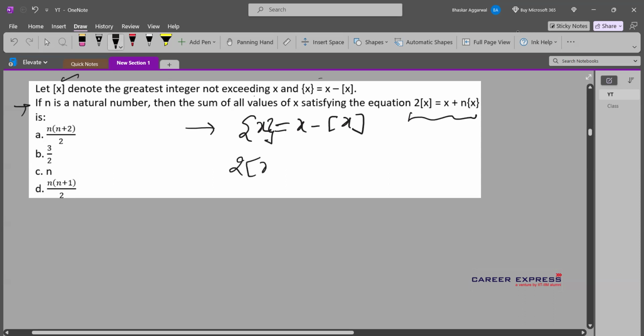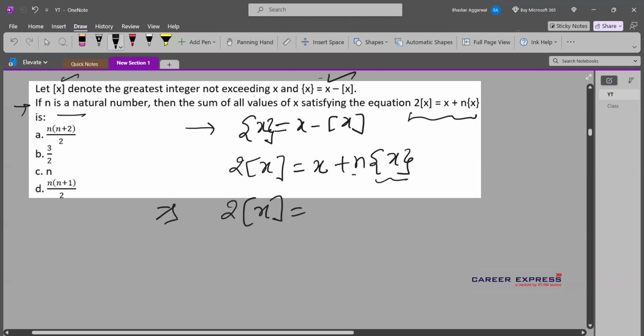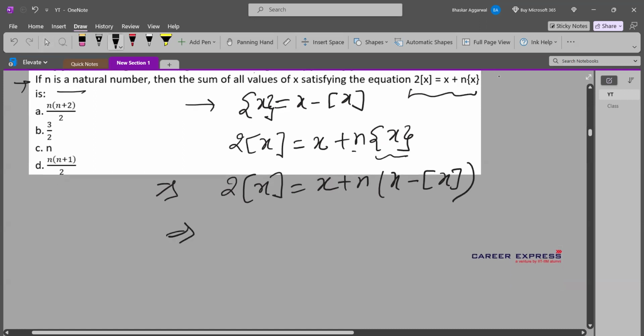So the equation given is 2 box x, where box x means greatest integer function of x, plus n times the fractional part of x. Now n is a natural number that's given, and the fractional part of x is also provided. So I can simply replace the fractional part of x with the given value, that is x minus box x. So 2 box x is equal to x plus nx minus n box x.